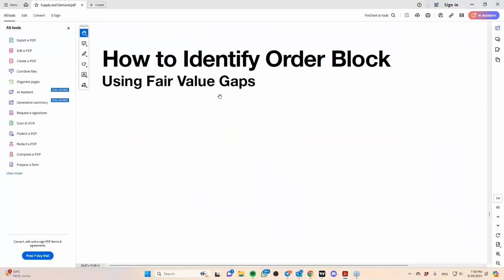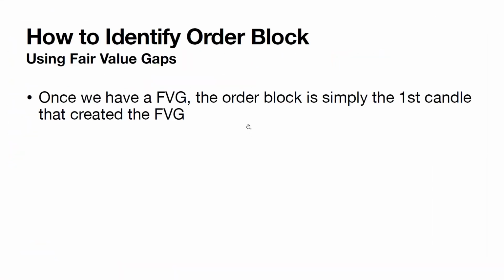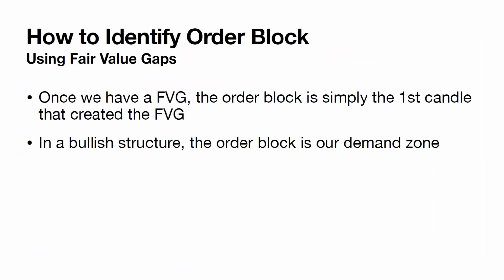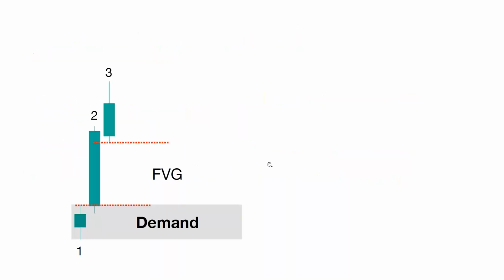Once we identify and understand what a fair value gap is, identifying an order block is going to be quite straightforward. One of the simplest ways to do that is to use your first candle as your order block. If you are in a bullish market structure, you just term it demand. If you are in a bearish structure, you just term it supply. The more common name, we can just use order block. Kind of universal, right?